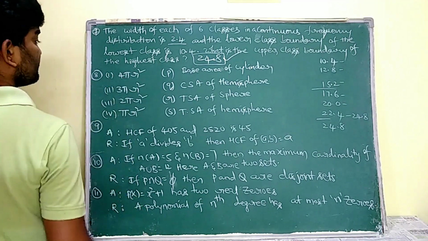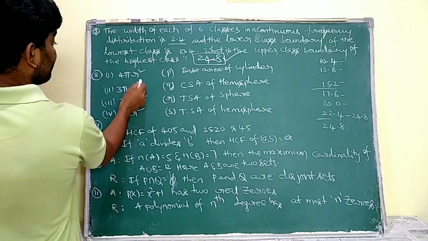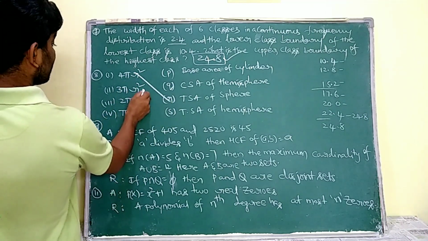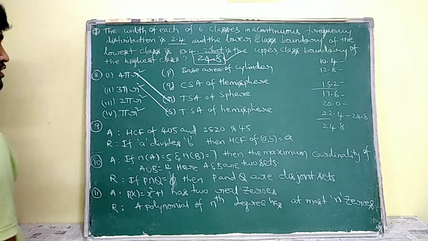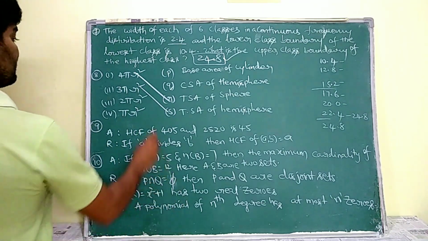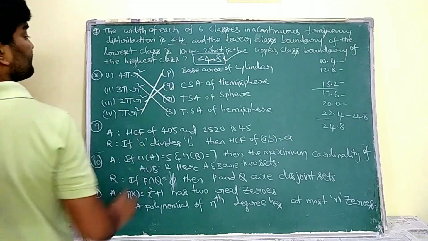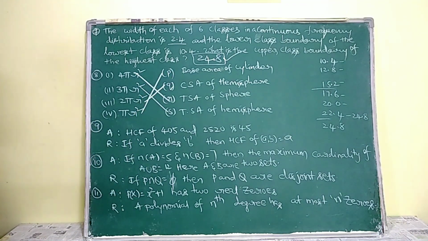Okay, now see, we have to match it. 4 pi r square, we know that is the total surface area of a sphere. Now 3 pi r square, we know the total surface area of a hemisphere. 2 pi r square, the curved surface area of a hemisphere. Pi r square is the base area of the cylinder.